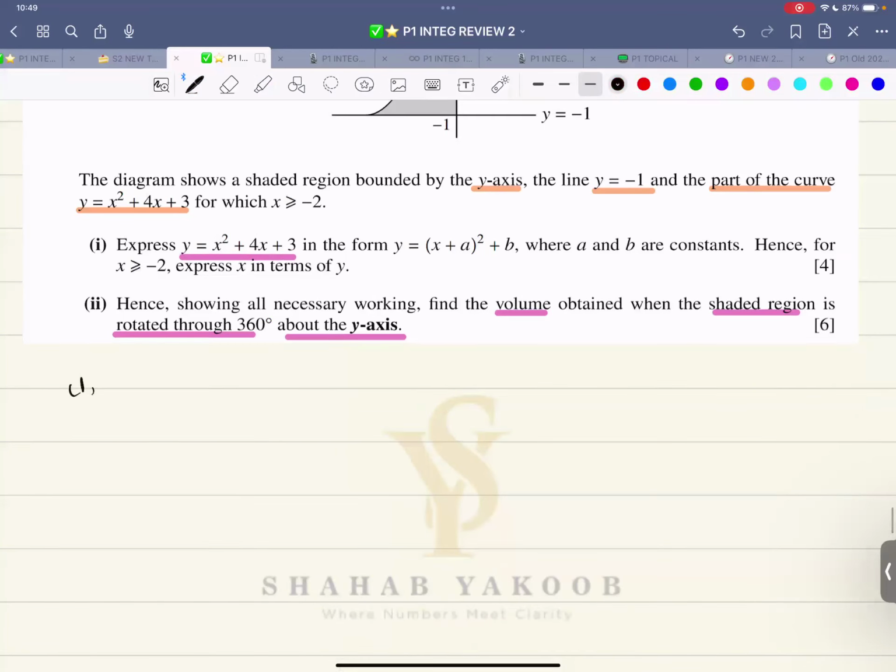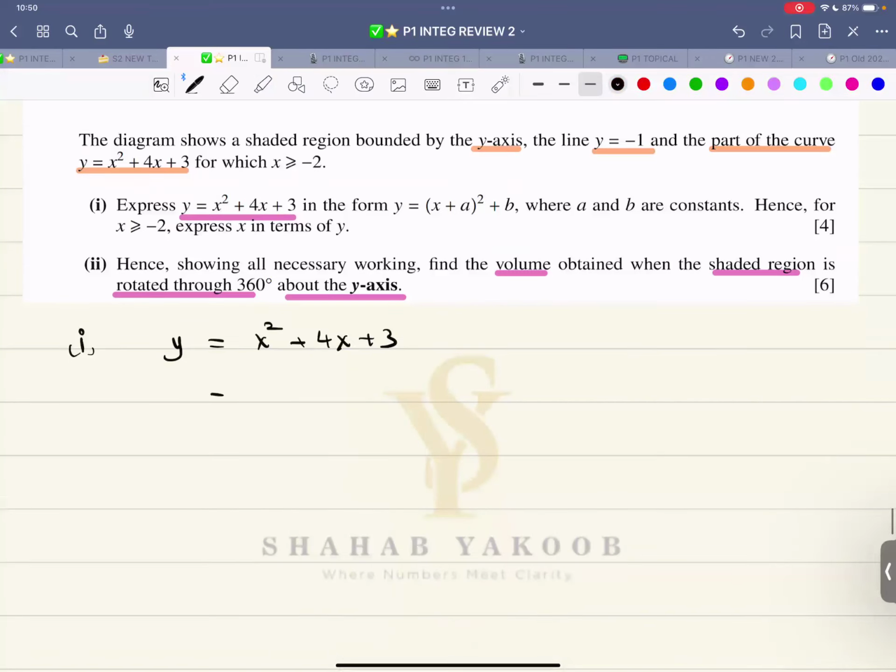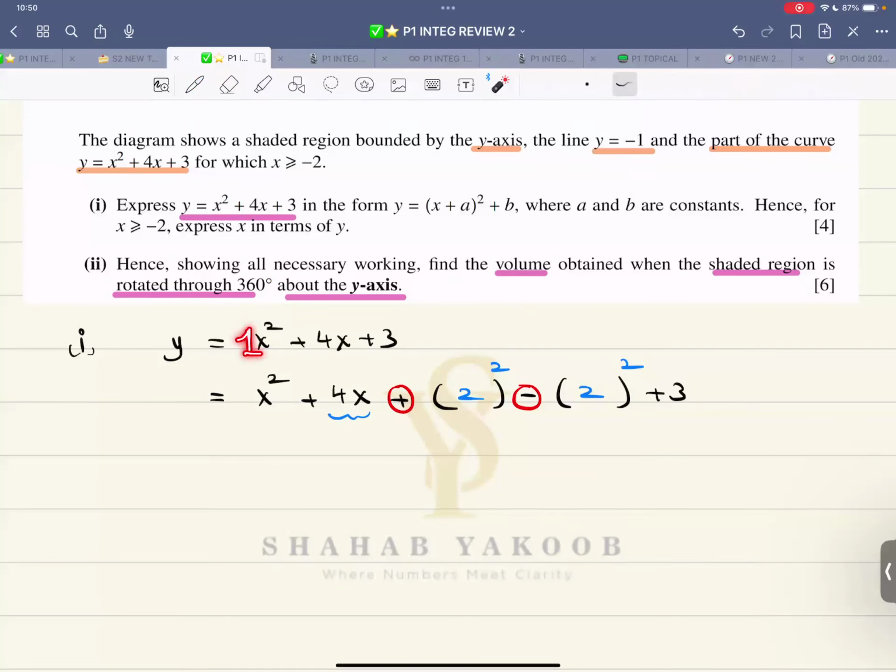So part 1, we have y equals x squared plus 4x plus 3. Make sure the coefficient of x squared is 1, which is the case. Write the first two terms as they are. Write the constant at the very end. First add, then subtract the square of half the coefficient of x, that is 2. Listen to me once again. Make sure the coefficient of x squared is 1. If it's not 1, we would have taken it common throughout. That's the strategy that I employ.